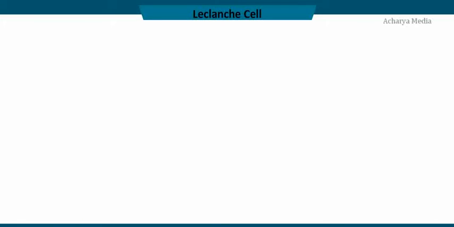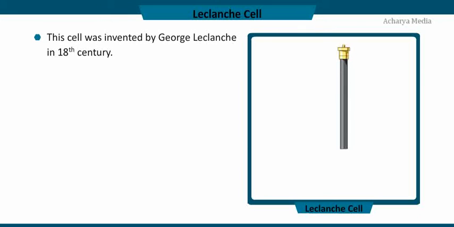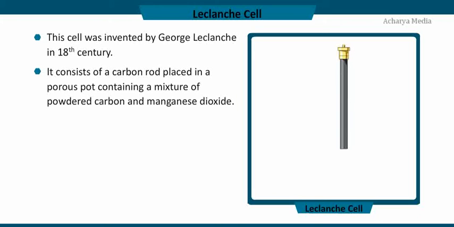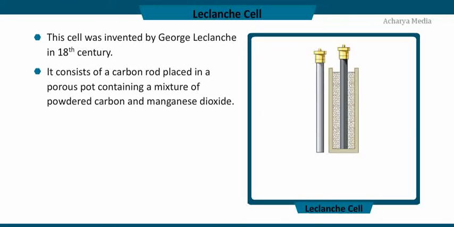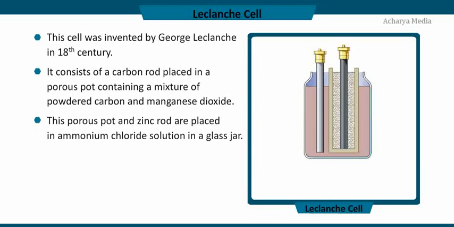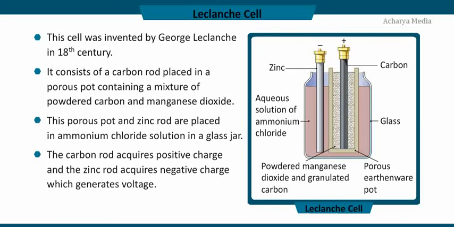Now, we are going to learn about the Leclanche cell. This cell was invented by George Leclanche in the 18th century. It consists of a carbon rod placed in a porous pot containing a mixture of powdered carbon and manganese dioxide. This porous pot and zinc rod are placed in ammonium chloride solution in a glass jar. The carbon rod acquires positive charge and the zinc rod acquires negative charge, which generates voltage.